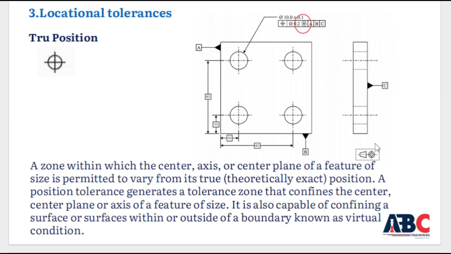Locational tolerances. Location tolerances have the characteristic of true position. A zone within which the center axis or center plane of a feature of size is permitted to vary from its true theoretical exact position. A position tolerance generates a tolerance zone that confines the center plane or axis of a feature of size. It is also capable of confining a surface or surfaces within or outside of a boundary known as virtual condition.